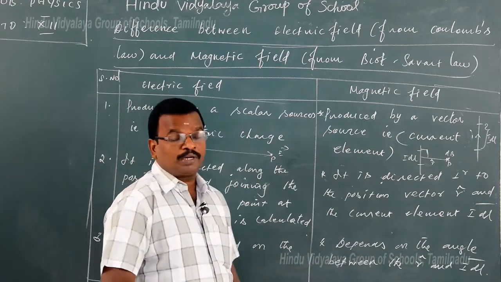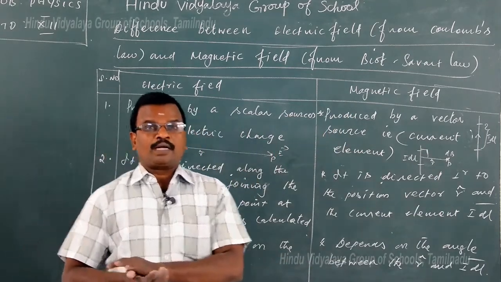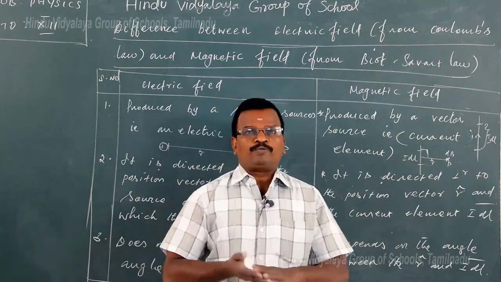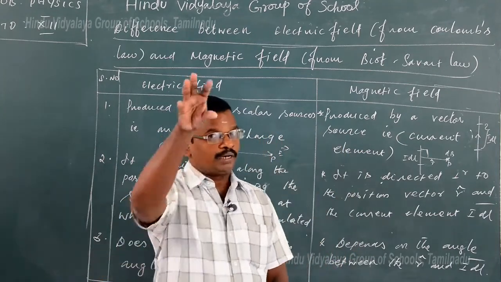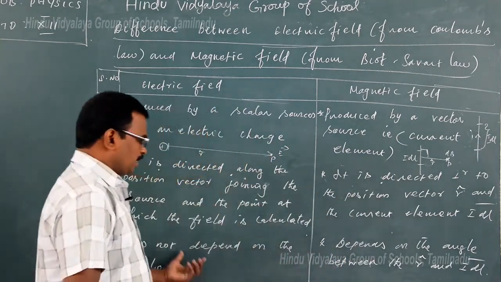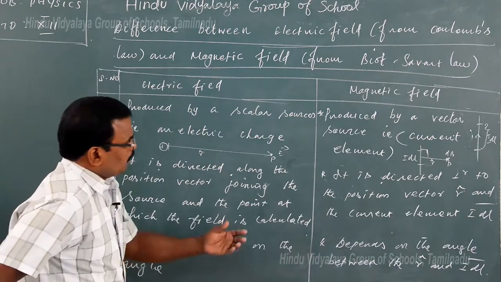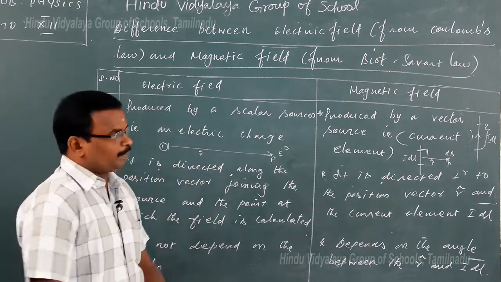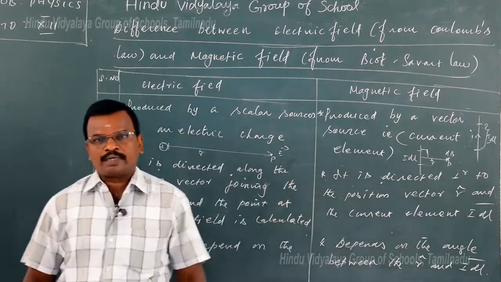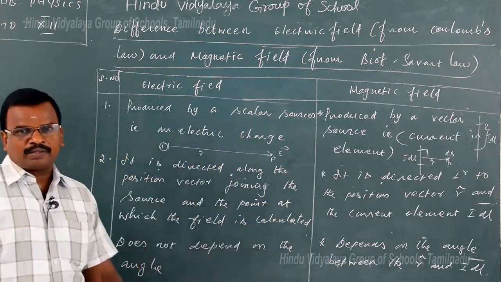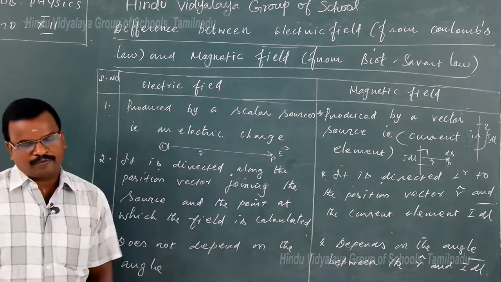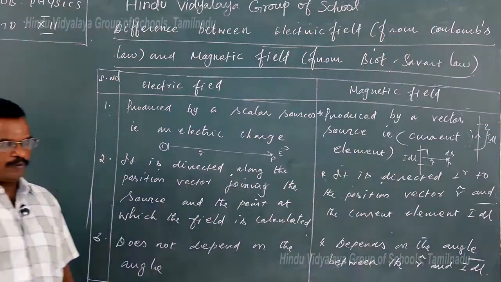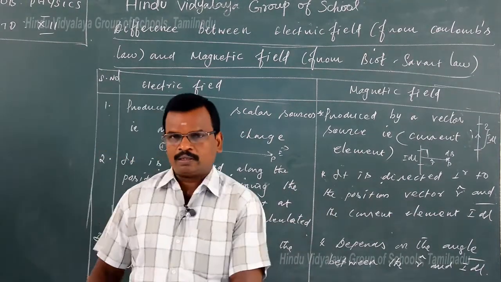That is also one of the very important points, because in the Biot-Savart law, dB is equal to mu naught by 4 pi, dl sin theta by r squared. Trigonometric function sin theta is there, but in Coulomb's law there is no sin or cos function. Therefore, Coulomb's law, that means the electric field, does not depend on the angle, but the Biot-Savart law depends on the angle between this dl vector and r cap. This is the difference between the magnetic field as well as the electric field.